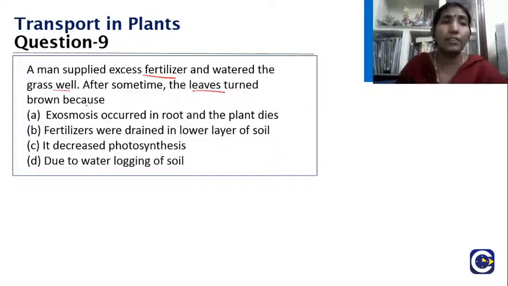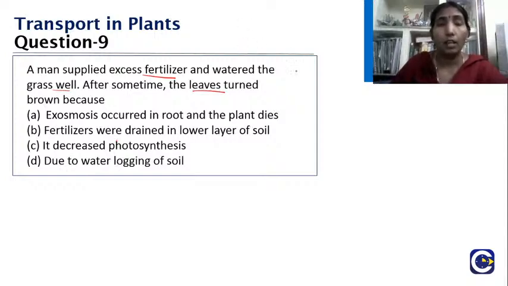After some time the leaf turned brown. All the leaves become brown in color. Why? Because exosmosis occurred in root and the plant dies. Fertilizers were drained into the lower layer of soil. It decreases photosynthesis due to water logging of soil. So what should be your answer? I am waiting for your answer, students. Please do post it in the chat box.